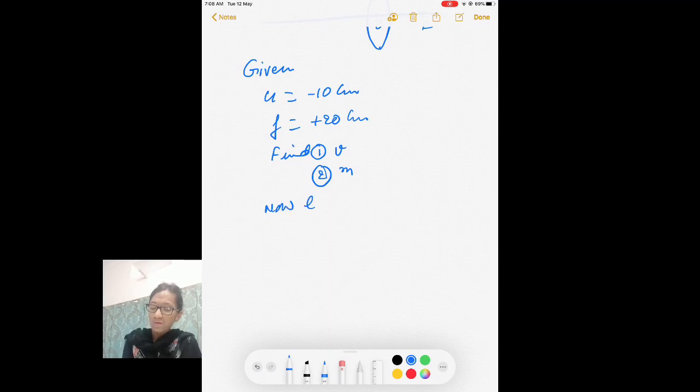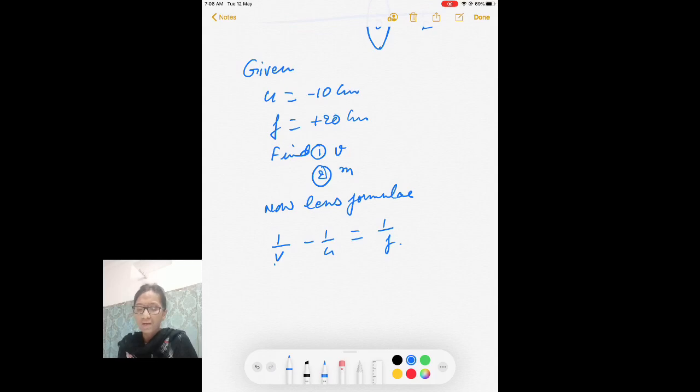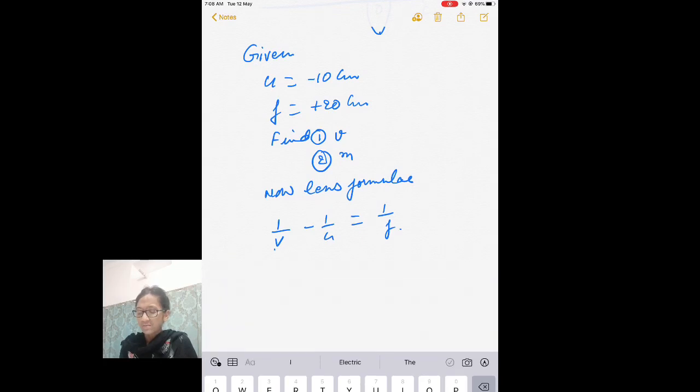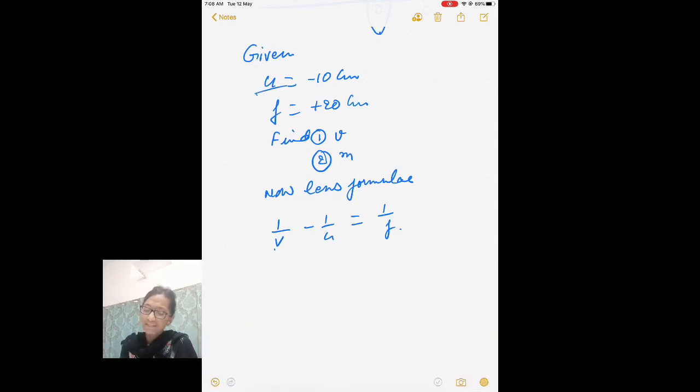Now lens formula, 1 upon v minus 1 upon u is equal to 1 upon f. So the thing we have to obtain, we will not assign any sign to it, and we will put values of all other quantities like u and f with their signs, and v will come with its sign itself. So it implies that 1 upon v minus 1 upon, in place of u will be writing minus 10, and here you have 1 upon 20.